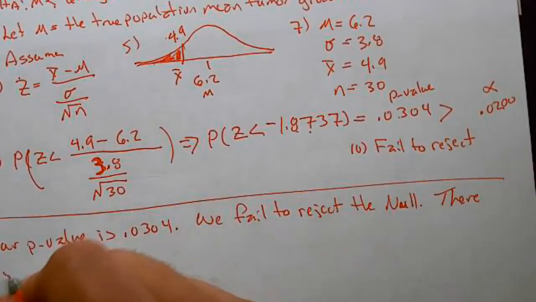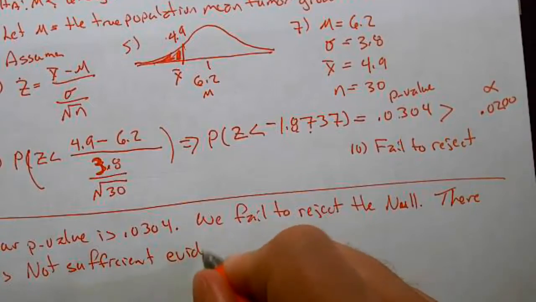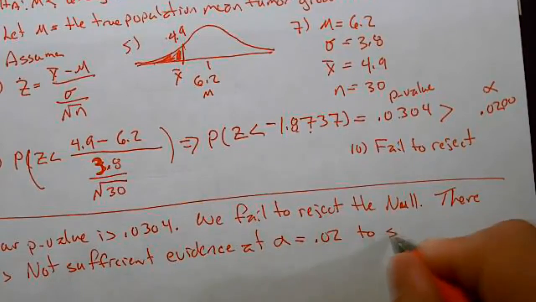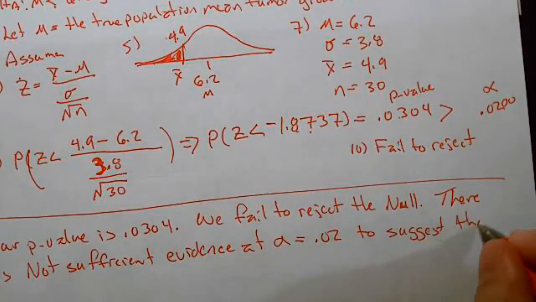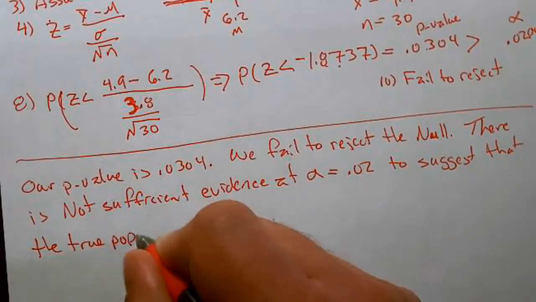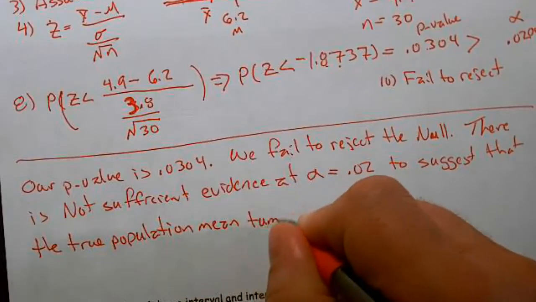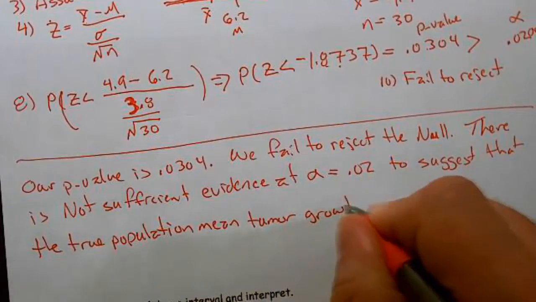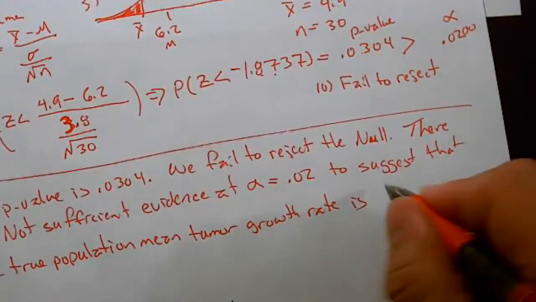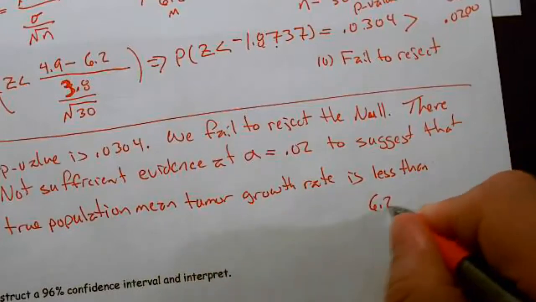There is not sufficient evidence at alpha equal 0.02 to suggest that the true population mean tumor growth rate is, what did we say? Our alternative is less than 6.2 grams.